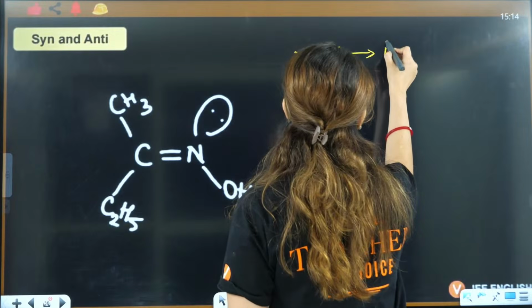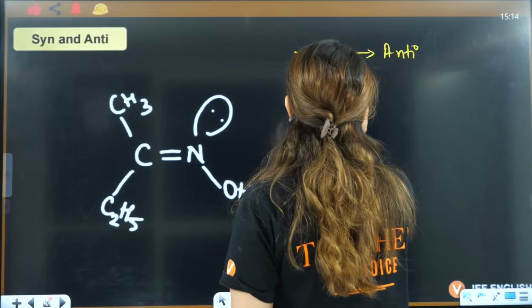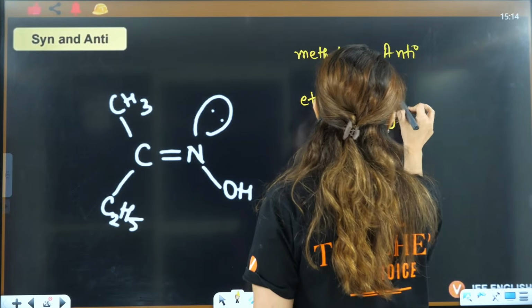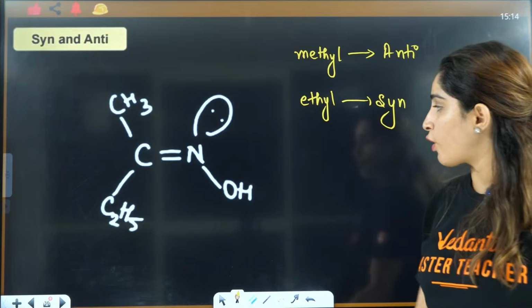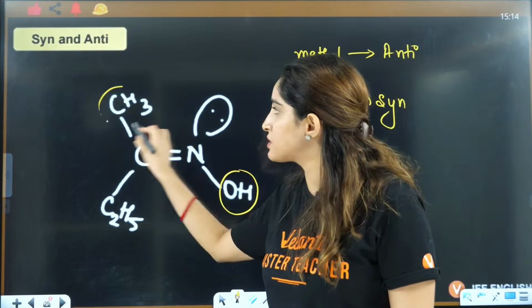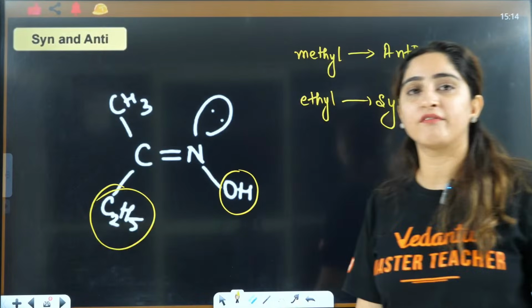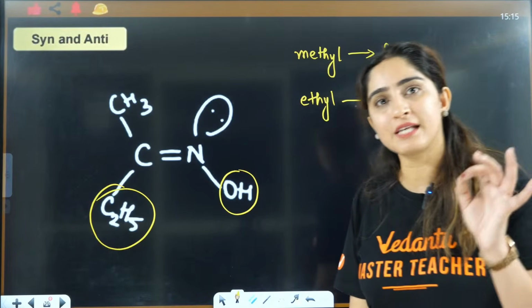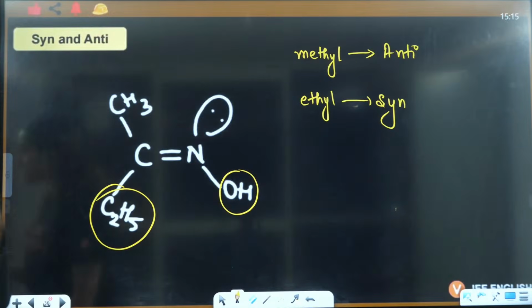this is anti. But with respect to ethyl, this is syn. So it depends upon which group you are talking about. OH with respect to CH3 is anti, OH with respect to C2H5 is syn, right? So syn means with respect to OH we are checking whether it's on the same side or on the opposite side. Okay, everybody, is that clear?